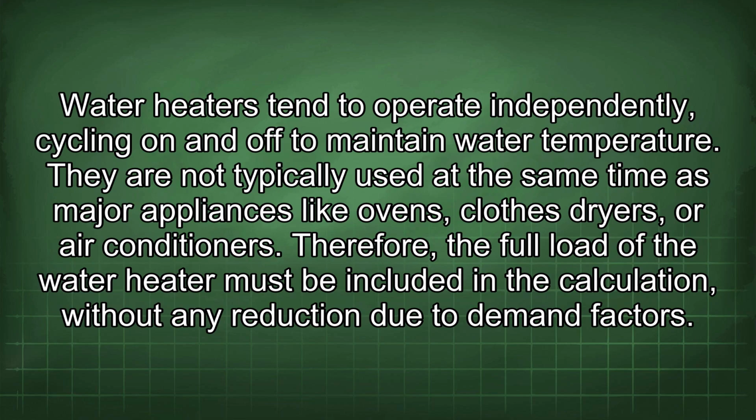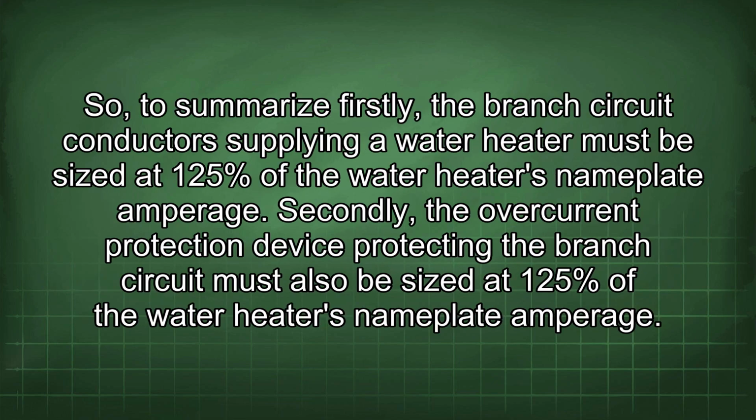Water heaters tend to operate independently, cycling on and off to maintain water temperature. They are not typically used at the same time as major appliances like ovens, clothes dryers, or air conditioners. Therefore, the full load of the water heater must be included in the calculation without any reduction due to demand factors. So, to summarize, firstly, the branch circuit conductors supplying a water heater must be sized at 125% of the water heater's nameplate amperage. Secondly, the overcurrent protection device protecting the branch circuit must also be sized at 125% of the water heater's nameplate amperage.